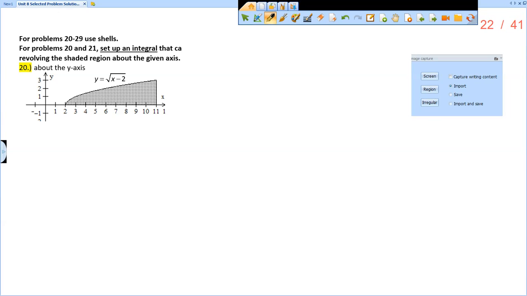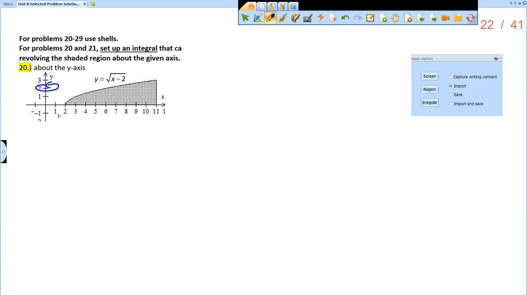This is the solution video for section 8.2, problem number 20. For problems 20 and 21, set up an integral that can be used to find the volume of the region revolved about the given axis. We are taking y equals the square root of x minus 2, x equals 11, and we are revolving around the y-axis.